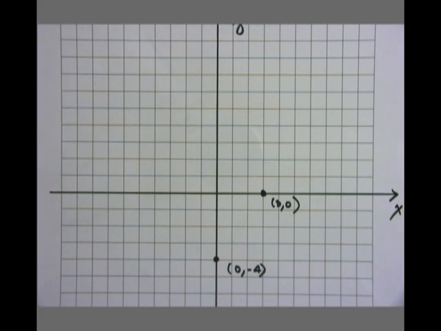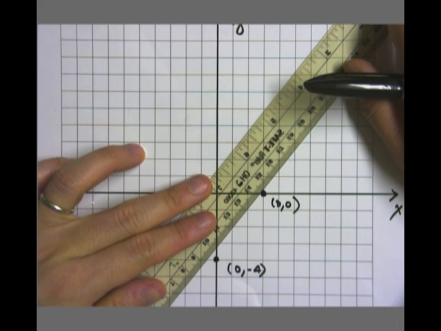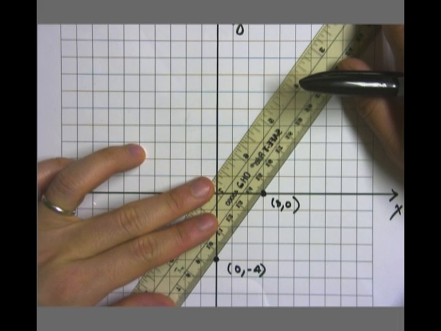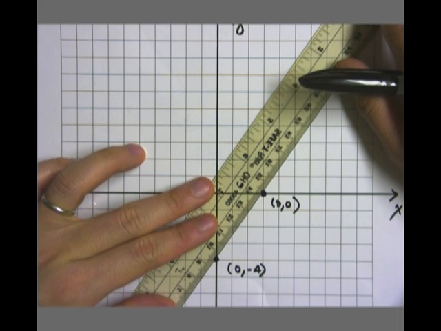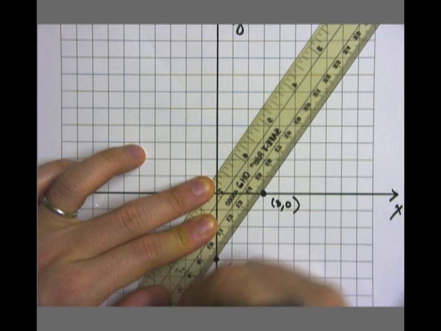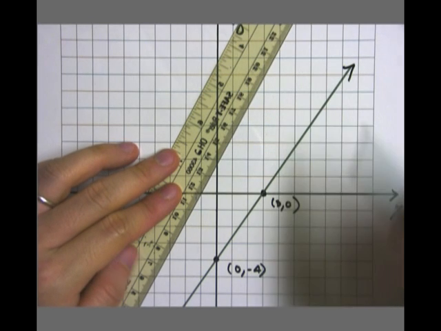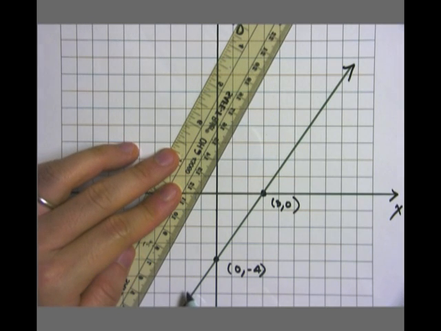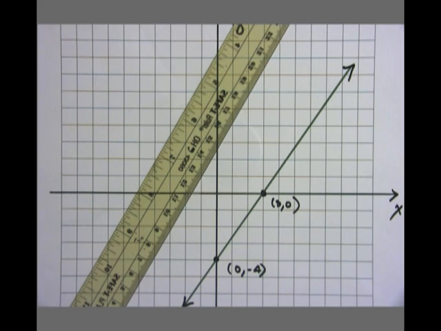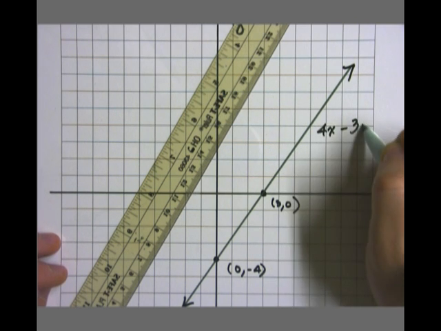So now all you have to do is connect the two points. You simply connect the two points, and that is your line. This is the graph for the equation 4x minus 3y equals 12.